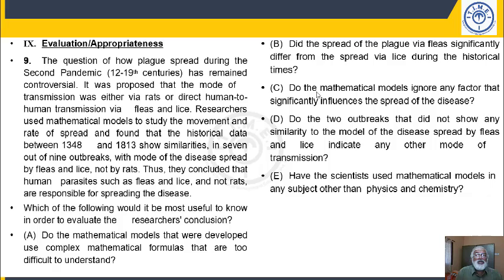Do the mathematical models ignore any factor that significantly influences the spread of the disease? That means, is there some factor that actually makes a difference that they have left out? And you realize, how did the human first get the disease? Now, if you know that, then you have a factor that significantly influences the spread. So the humans first got the disease, then it was spread. But it's not going to spread unless the human got the disease from somewhere. So has the mathematical model ignored that factor? Possibly yes. So do we need that factor in? Yes, we do.